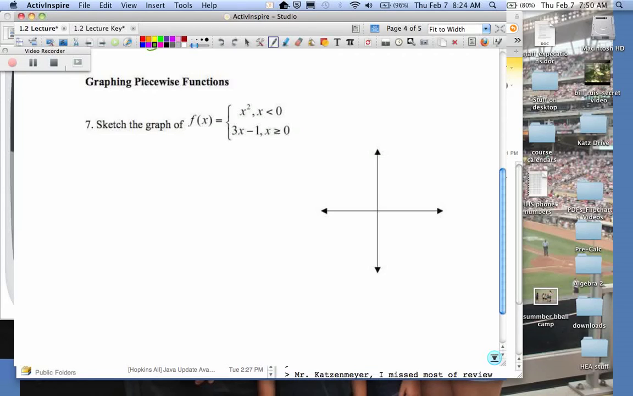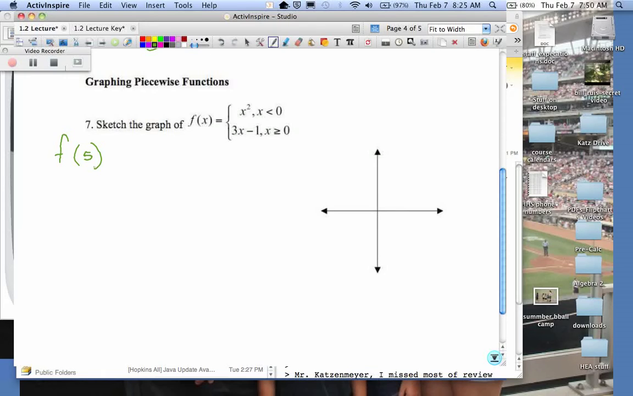Piecewise functions, we looked at them yesterday for practice. Don't talk to anybody. I want you to try this. Do that now. It should take you about 2 seconds, so I'm not even going to pause it. Write your answer down, or answers, quickly. 5, 4, 3, 2, 1.